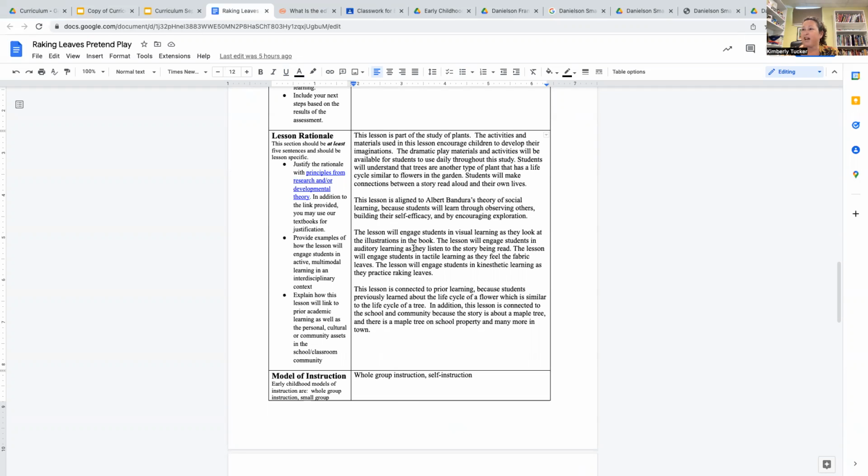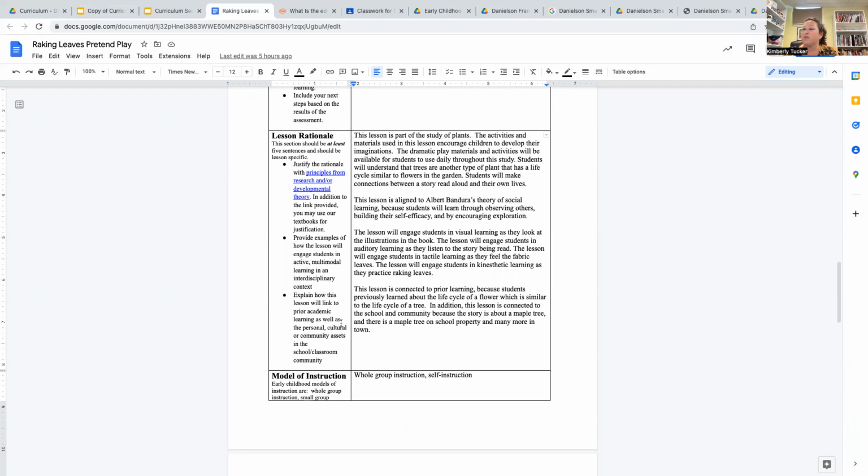We have to provide examples of how they'll engage in multimodal learning. So I spell it out. It seems a little boring or basic, but you need to spell it out too. The lesson will engage students in visual learning as they look at the illustrations in the book. It will engage students in auditory learning as they listen to the book. It'll engage students in tactile learning as they feel those fabric leaves. And it'll engage them in kinesthetic learning as they practice raking those leaves themselves.